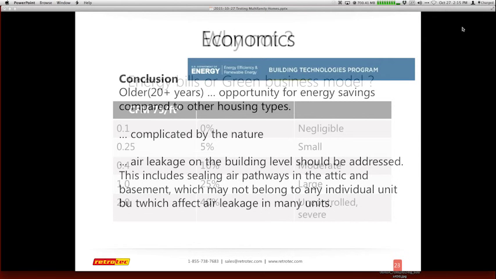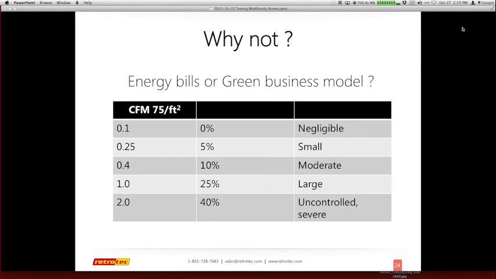So, energy bills or green business model. This slide is trying to explain to you, over on the left, the leakage in CFM at 75 pascals per square foot. This is leakage per square foot, not in terms of the area that we think of as the square footage of the floor, but actually the entire area of the structure itself. So it's the square footage of all 6 sides of the model.